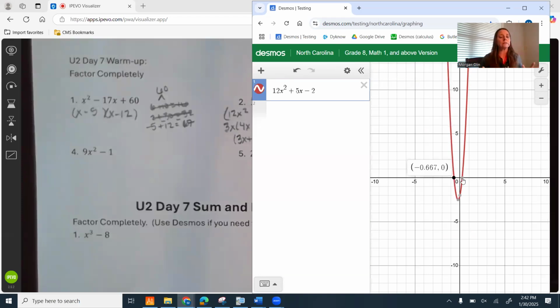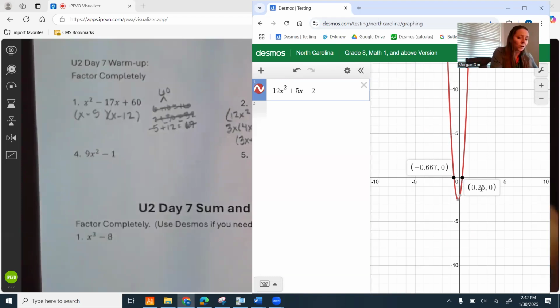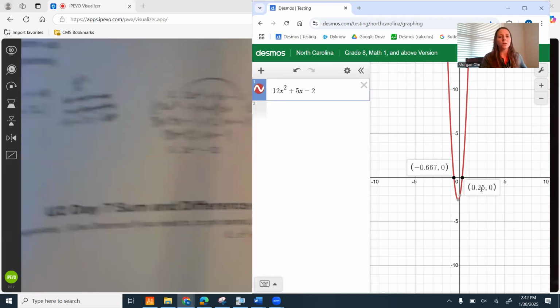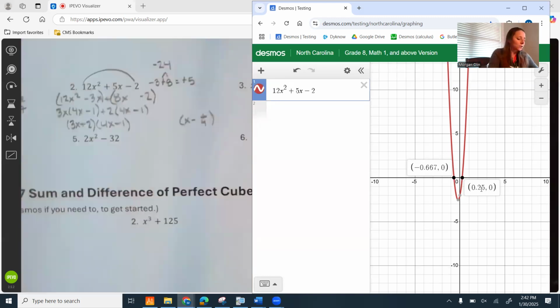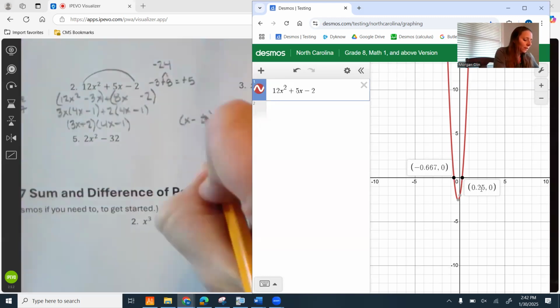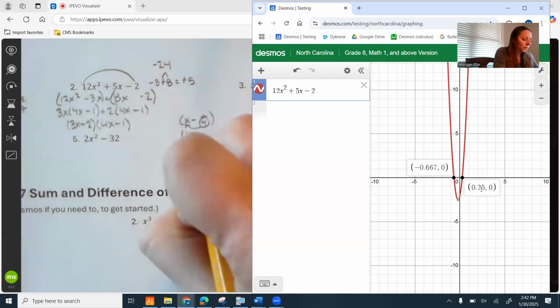Okay, so this is the one that's going to be a little kind of weird, and some of you may not understand this. Now 0.25, you should know what type of fraction that is. You have to write these as fractions. So x minus 1/4. We don't like the fraction, so remember what we can do is we can do like this. So this must be the factor.